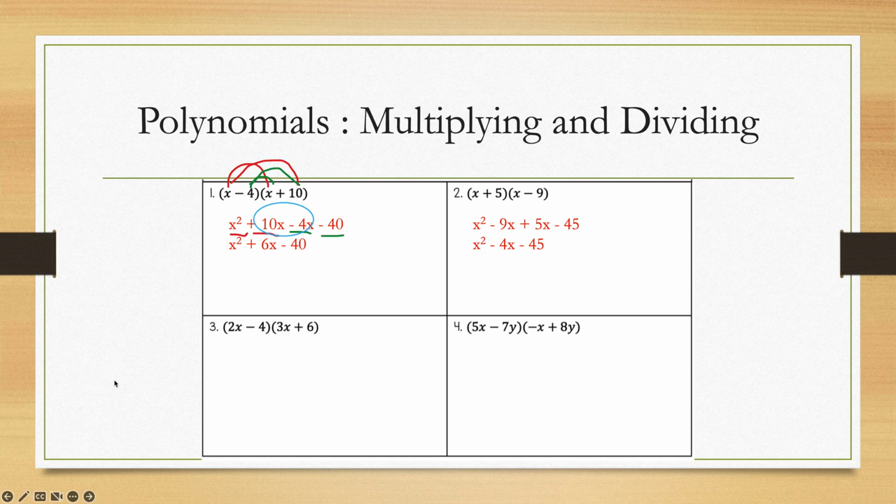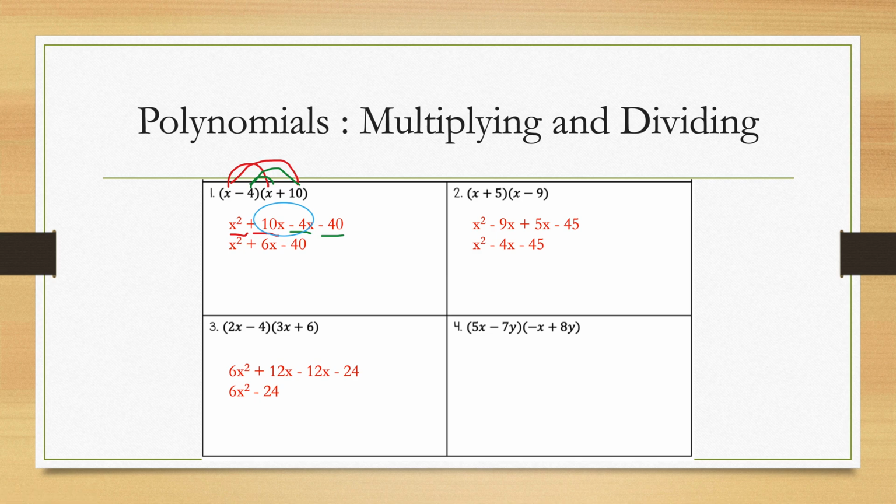Okay, so 2x times 3x is 6x squared. 2x times 6 is 12x. So those are the first two terms. Then negative 4 times 3x is negative 12x. Negative 4 times 6 is negative 24. The two middle terms are combinable, and check it out, they add up to no x's. So the final answer is 6x squared minus 24.